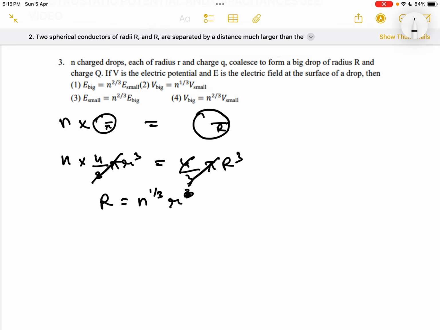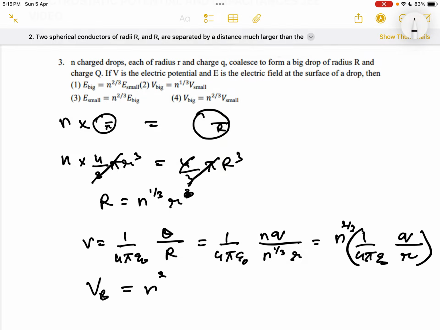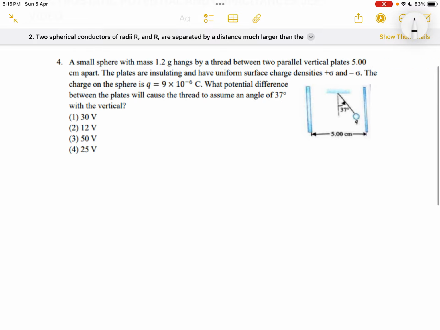Now we have the equation for potential. Potential is 1 by 4 pi epsilon naught, the total charge is Q and the total radius is R. Let us substitute for capital Q. Capital Q is n times small q and capital R is n power 1 by 3 times small r. So that becomes n to the power of 2 by 3 times 1 by 4 pi epsilon naught q divided by r, which is basically the potential of the smaller drop. So the big drop's potential is n power 2 by 3 times potential of the small drop, which is option 4. Option 4 is the correct answer. Let's hop to question number 4.